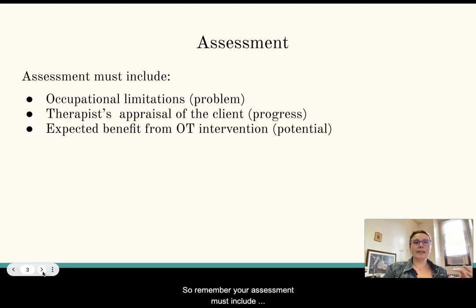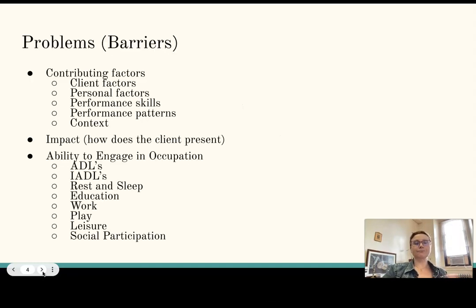So remember, your assessment must include, what are the occupational limitations, the problem, the barriers? What is your appraisal of the client? This is looking at the progress, the barriers, the strengths. This comes from your SOAP notebook. What are the expected benefits from the OT intervention? What is the potential? The problem, progress, and potential should be familiar terms from your SOAP notebook. So that's the occupational limitations, your appraisal of the client, and why do they need your services?